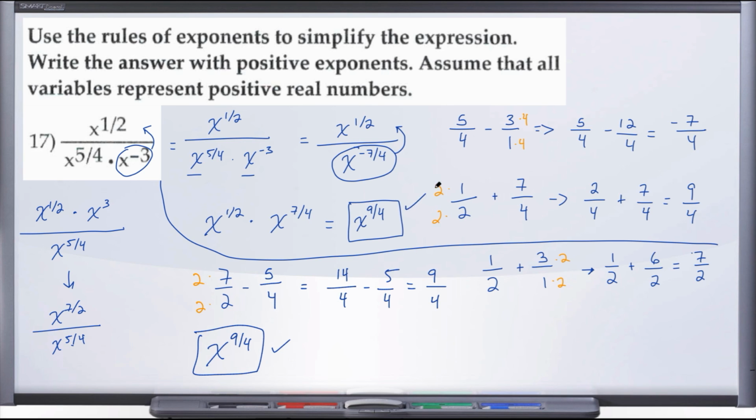And you can see that no matter which way you do it, you end up at the same answer. This way is probably a little more complicated if you're not comfortable with doing top heavy, bottom heavy with rational exponents. The first way I think was probably a little more straightforward, but either way you can see we arrive at the same answer. So number 17, final answer is x to the 9/4.